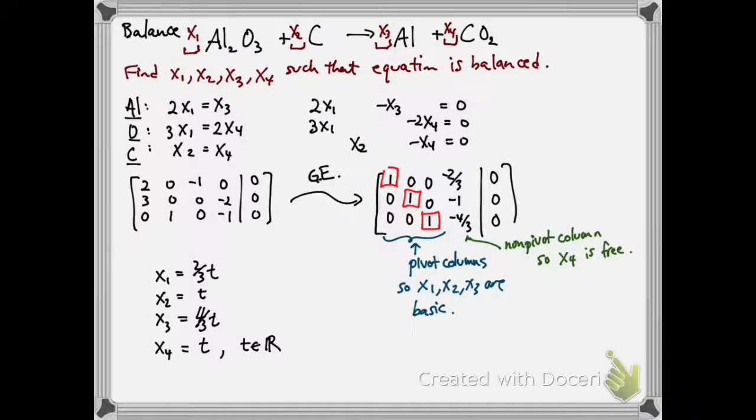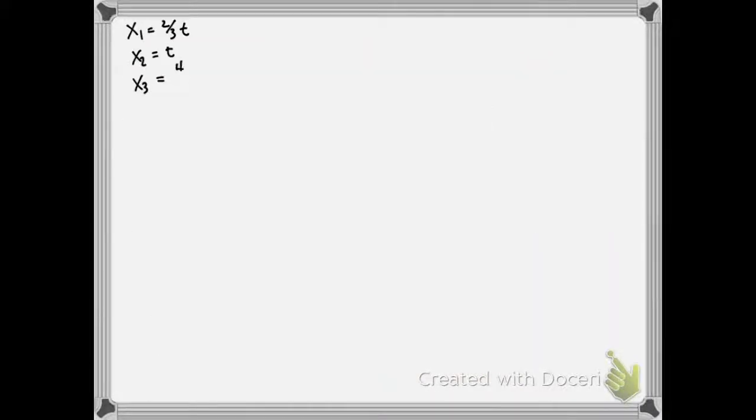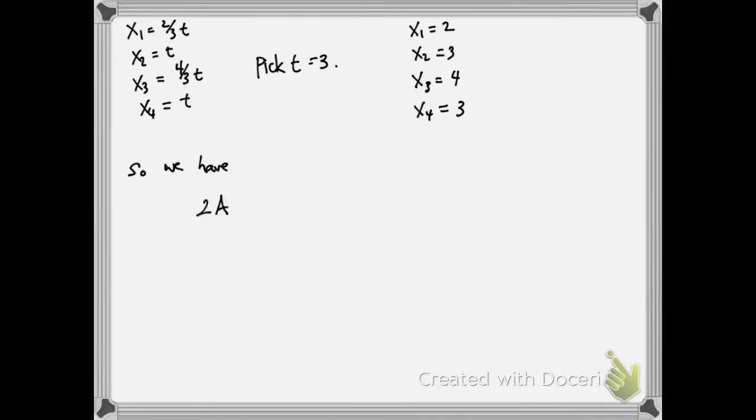Now that's the solution to the linear system, but notice we want to solve this word problem. And so in particular, we want x1, x2, x3, and x4 to be positive integers. And so all we have to do is choose a value of t that makes that work. And so if we choose t equals 3, then we get x1 is 2, x2 is 3, x3 is 4, and x4 is 3. And so we have the following balanced chemical equation.